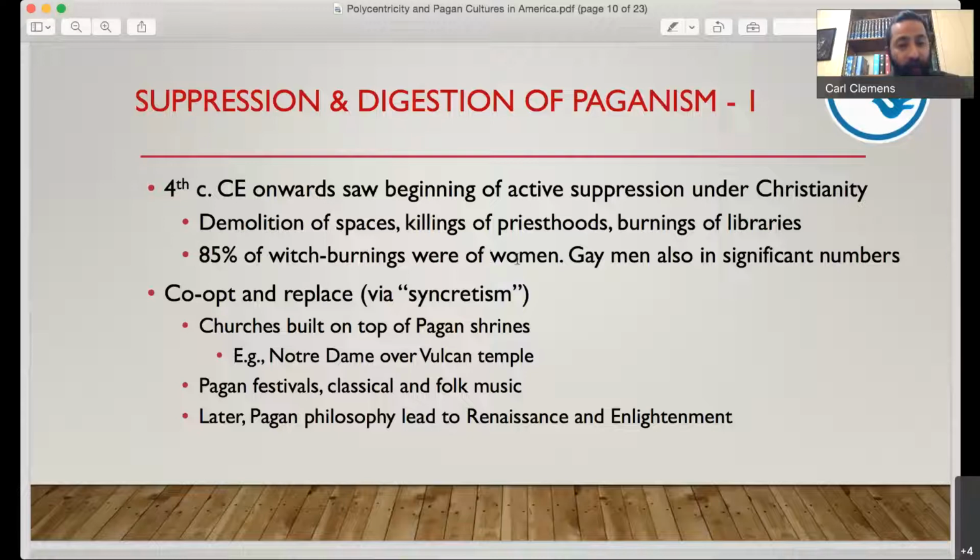85% of witch burnings, by the way, were of women who were sort of forced into confession. Also, gay men were in significant numbers when they were burned at the stake.